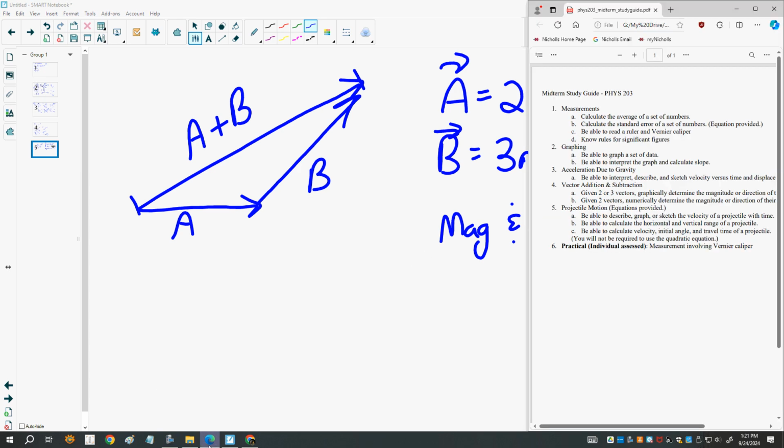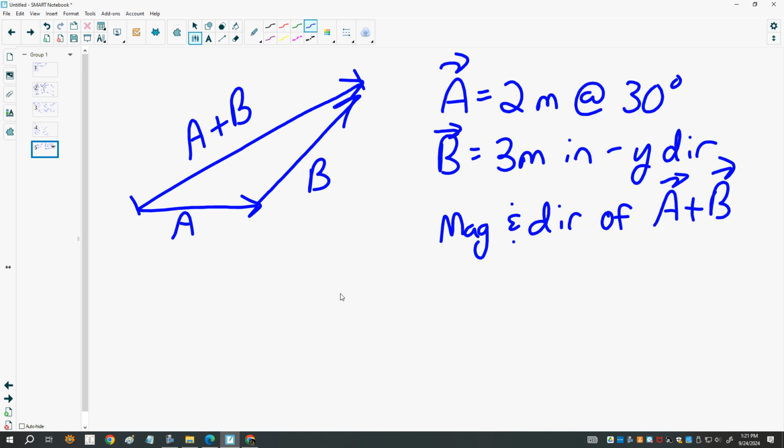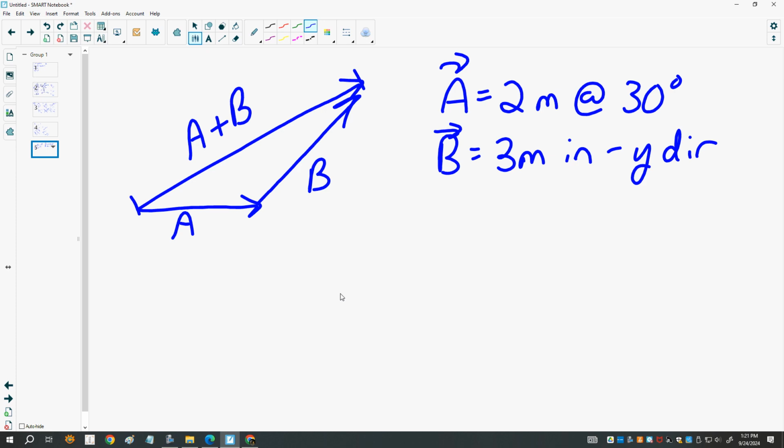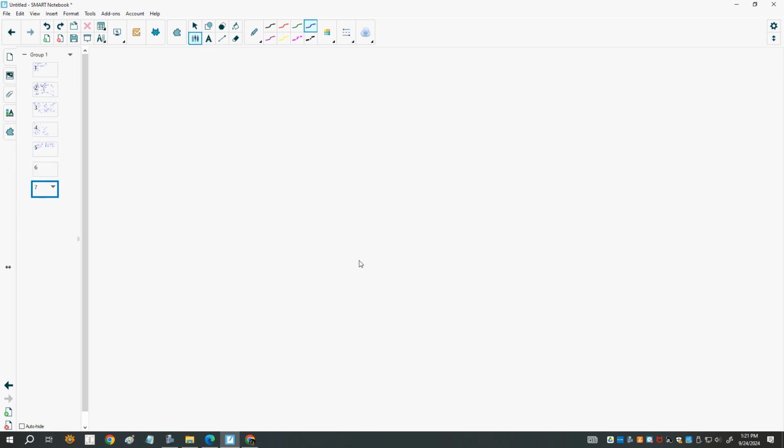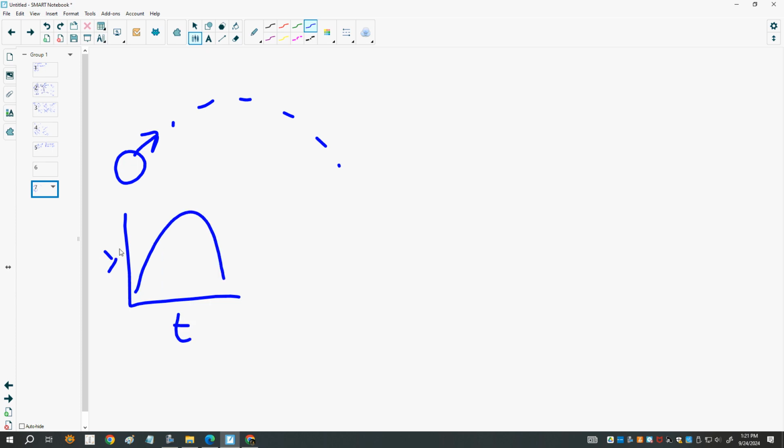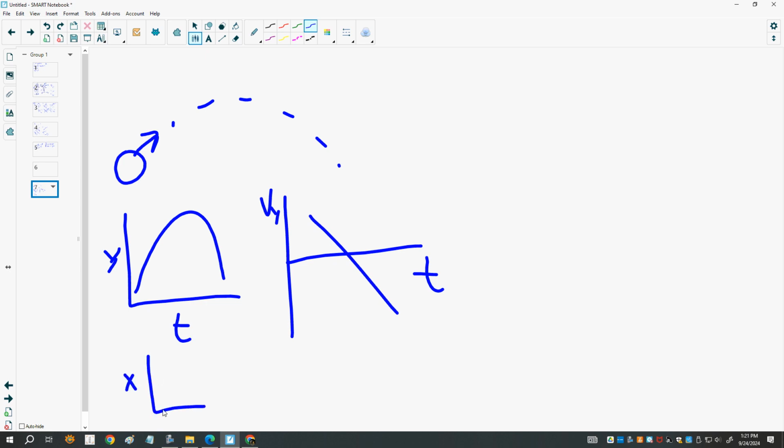Next, after vectors, what do we have? Oh yeah, projectile motion. Be able to describe, graph, or sketch the velocity of an object that's in projectile motion. So for example here, if I have an object in projectile motion, this is a lot like the video lab that we did. The y versus t looks like this. The vy versus t looks like that. And the x versus t looks like that. So those are for that.